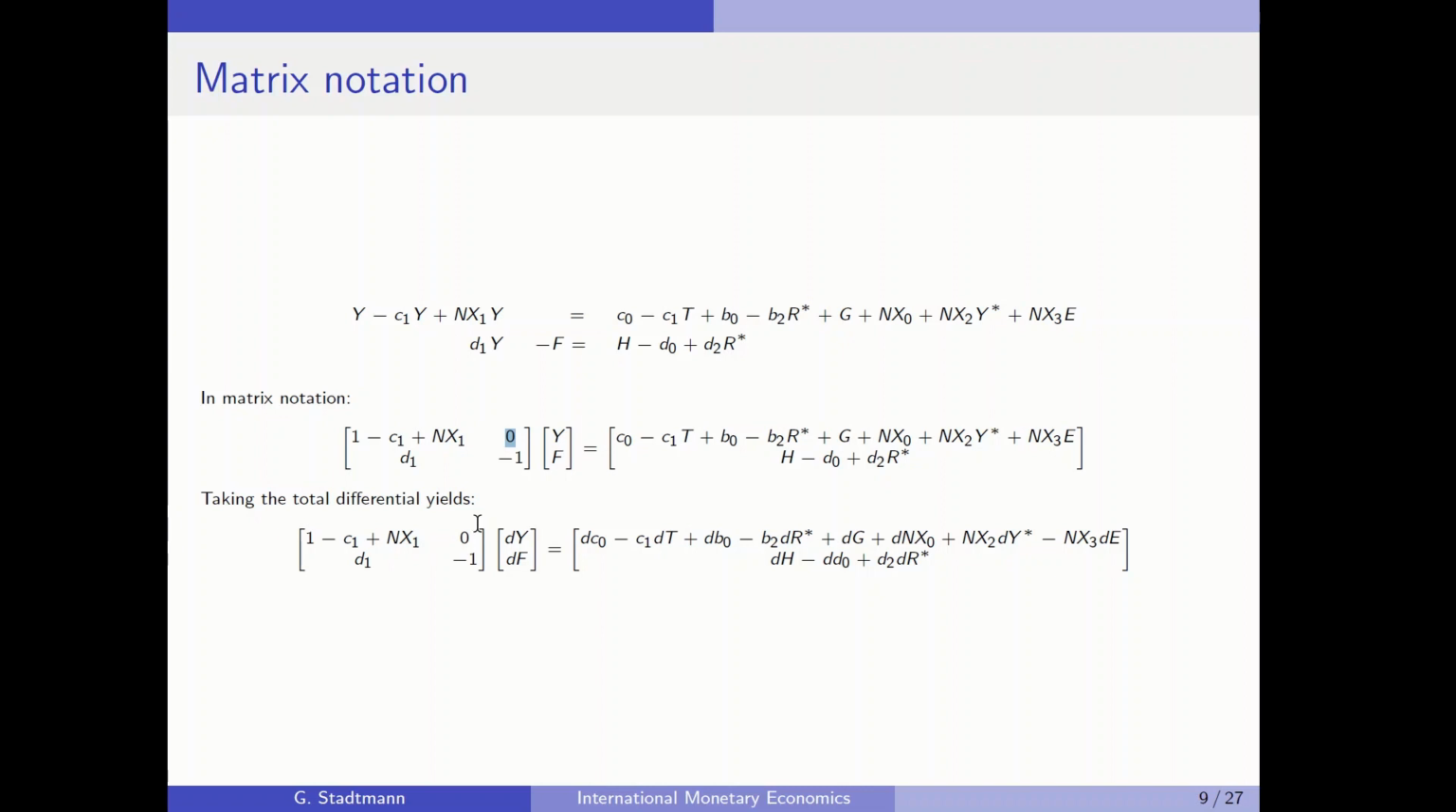Afterwards, we take the total differential. We take the total differential and write a D in front of each variable. This is the important step where we assume that the parameters are constant. The parameters do not change. Therefore, we write no D in front of the parameter, but only in front of the variable. This is, for example, important when we compute the total differential with respect to minus c1t. We write the D in front of the variable t and not in front of the parameter c1.